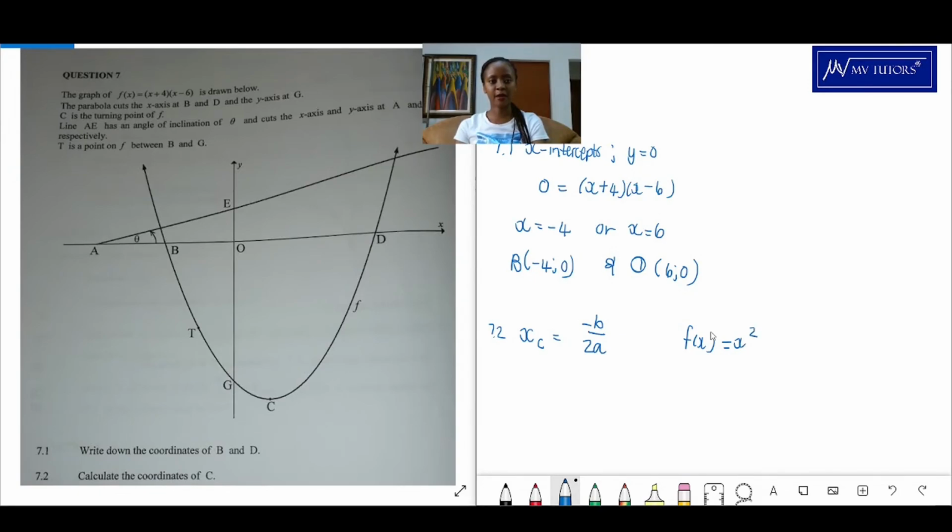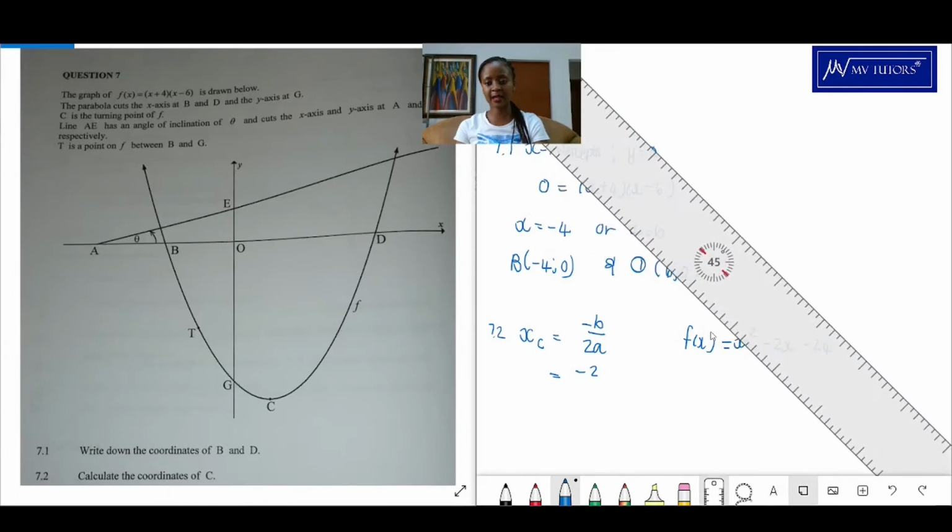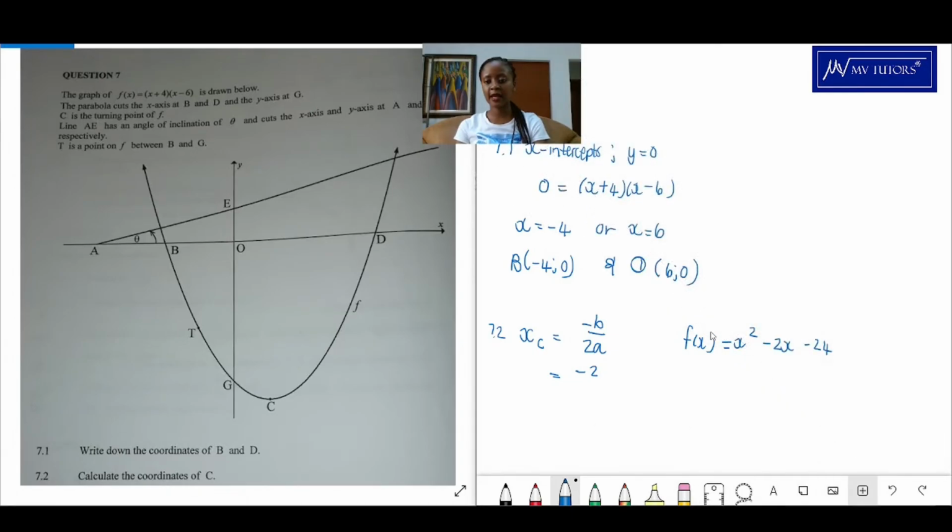So I have +4x - 6x, which gives -2x, and then -24. So my b value in this case is -2, and the a value is 1. Now I know that my x coordinate for C is going to be 1.